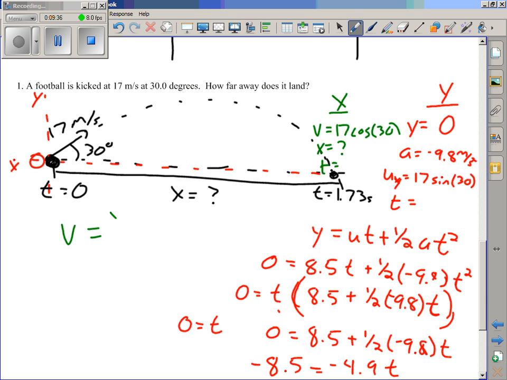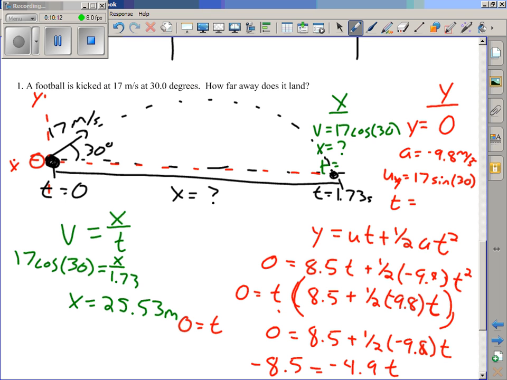V equals x over t. 17 cosine 30 equals x over, I can pull that time, now that we found it from the y into the x, 1.73. And you find your displacement, how far this football went, to be what? 25.53 meters.